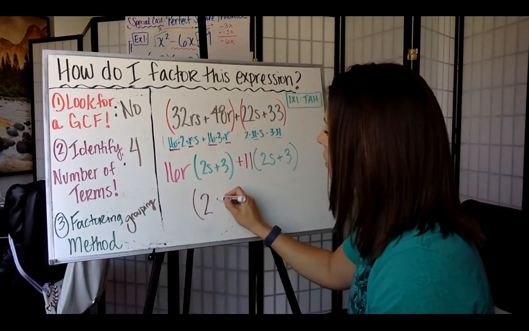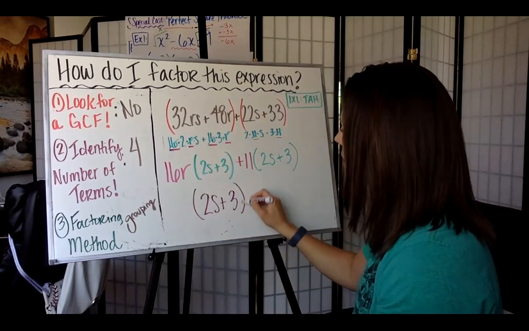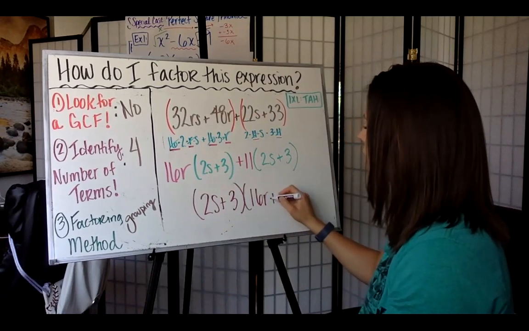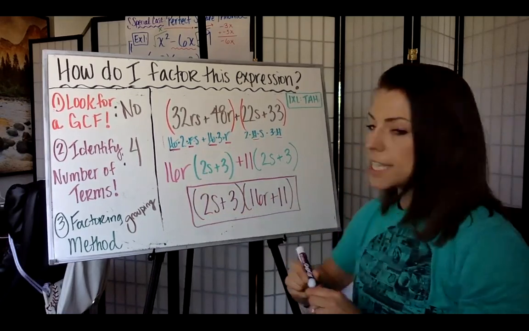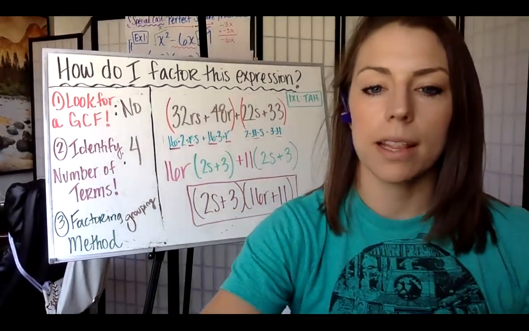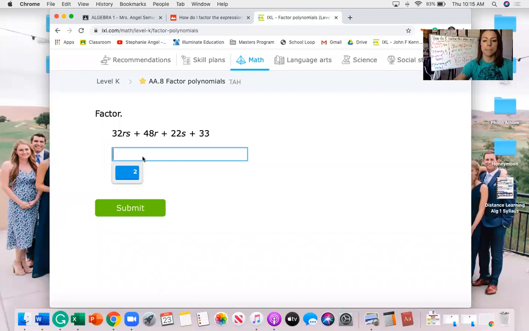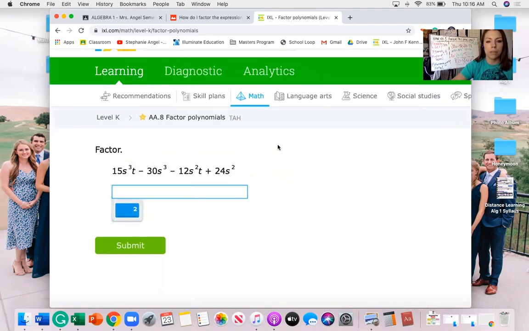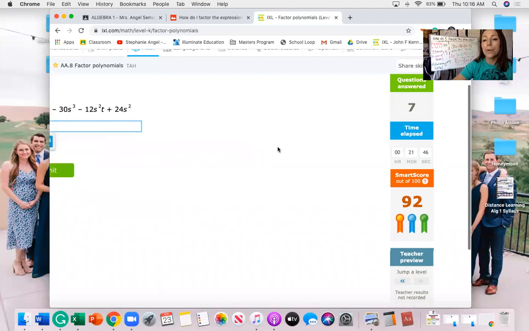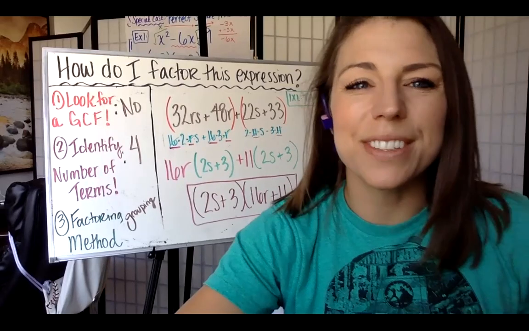Okay, IXL, I see you trying to sneak that one in there. Makes sense now why that's a challenge problem. Almost got me, but you didn't. All right, let's see. 2S plus 3 and 16R plus 11. Let's see what IXL says. And we got it. Oh, that looks like fun. You know what? I'm going to let you guys do those on your own.